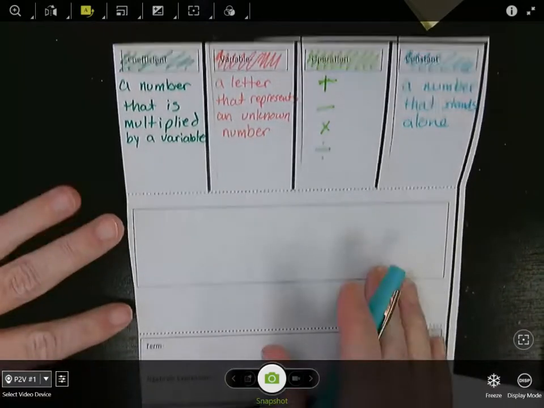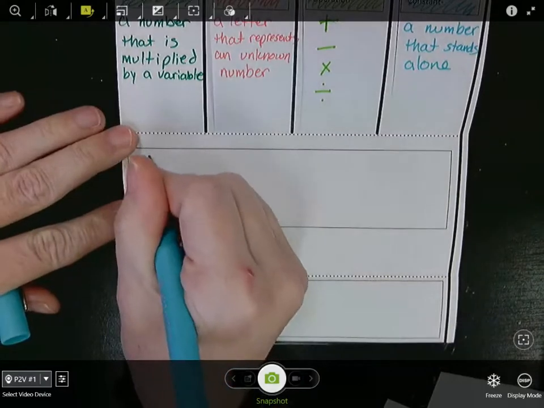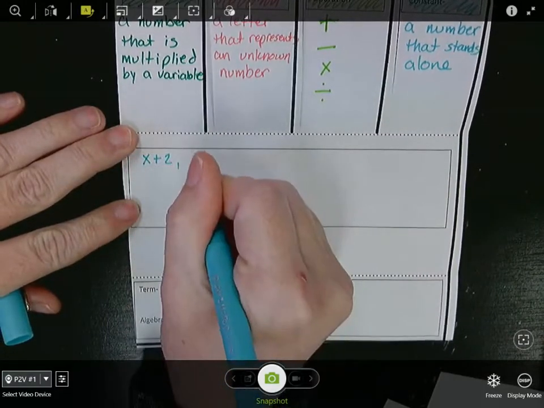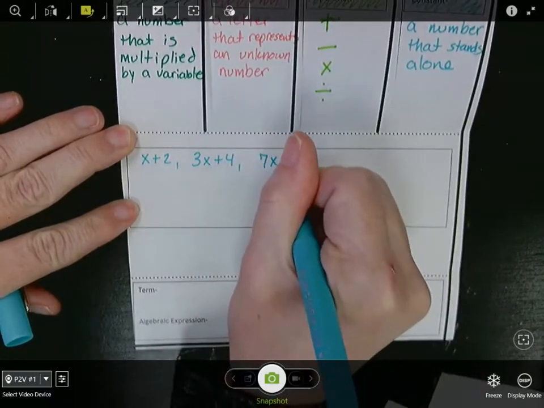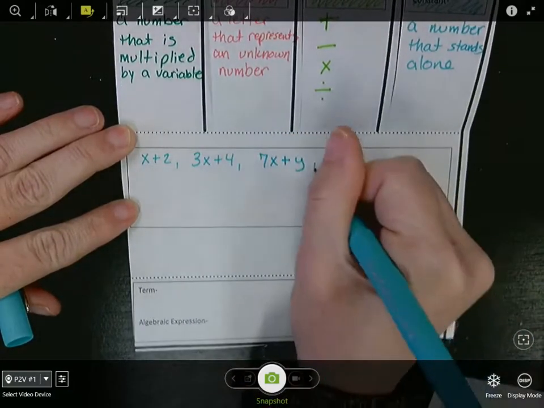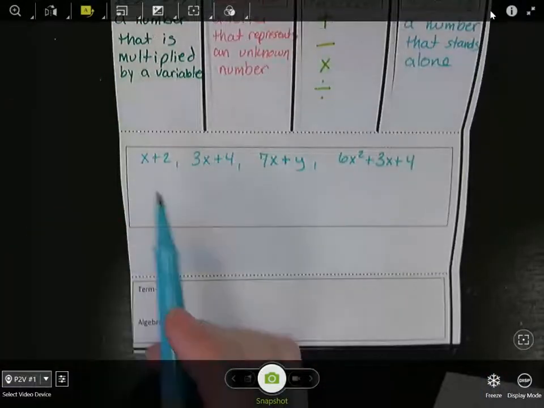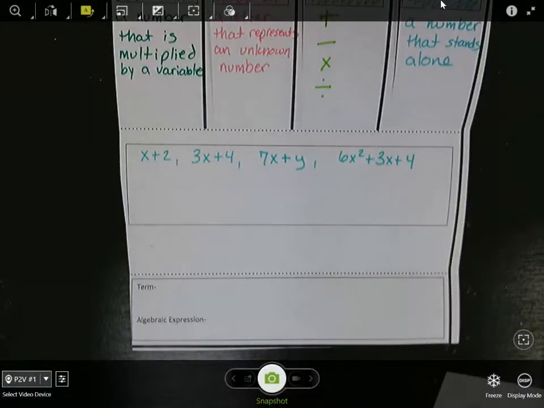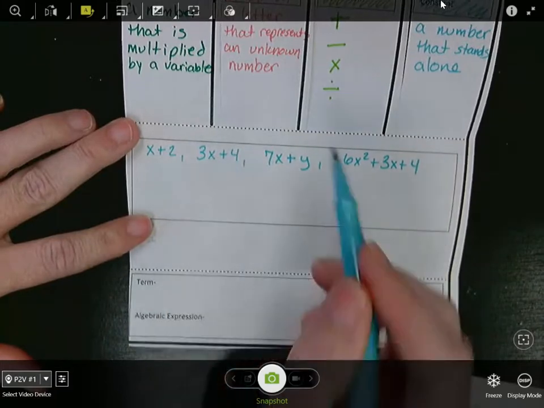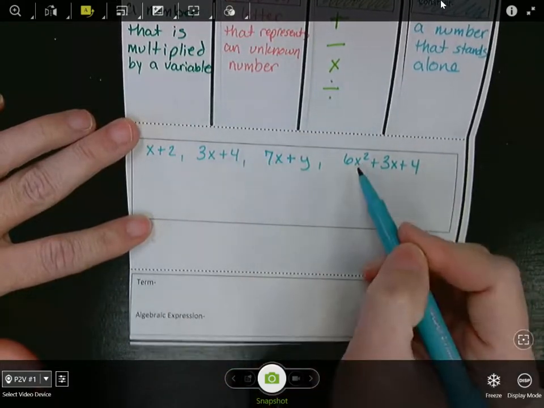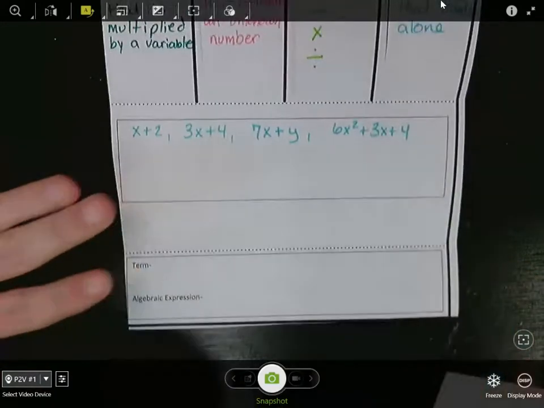Okay, so some examples of algebraic expressions would be x plus 2, 3x plus 4, 7x plus y, and 6x squared plus 3x plus 4. Alright, so each of these are known as an algebraic expression. You have the x plus 2, that's one expression. 3x plus 4 is another. 7x plus y, and then 6x squared plus 3x plus 4 is also an algebraic expression. Okay.